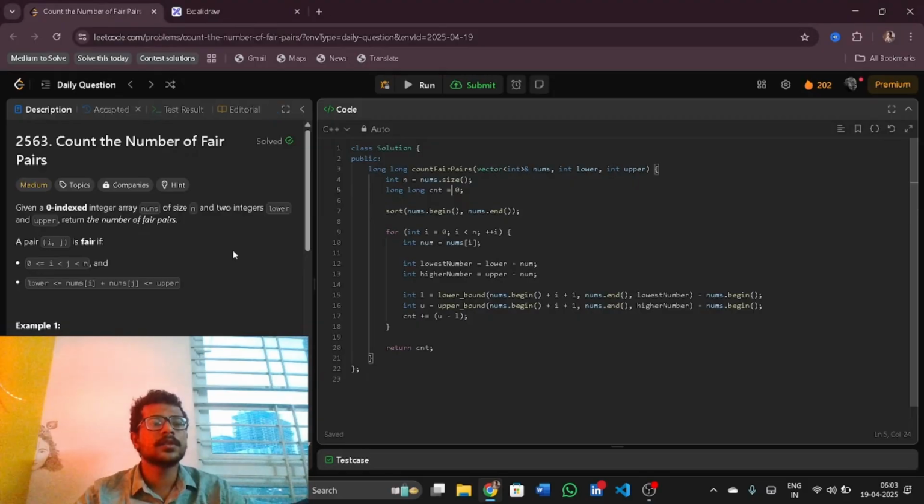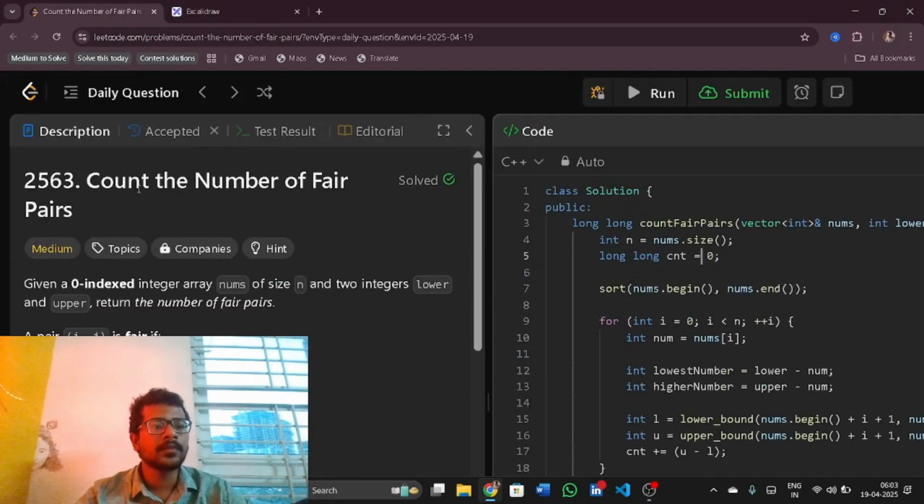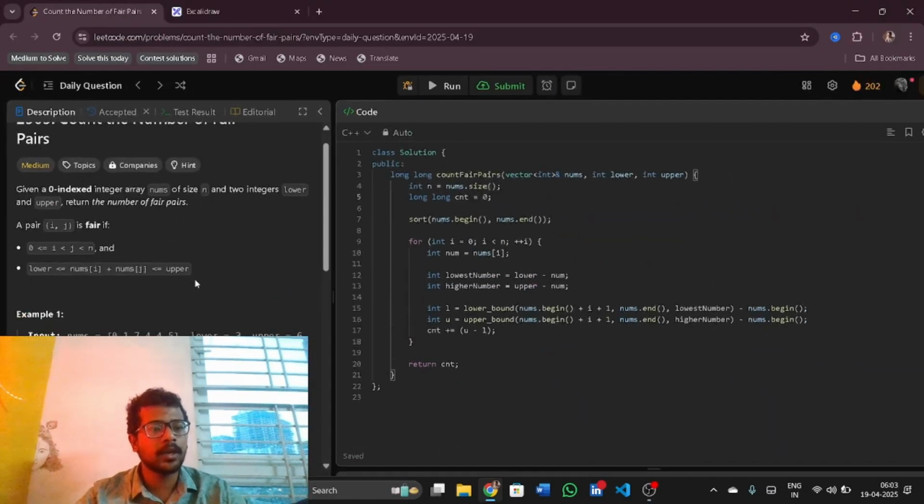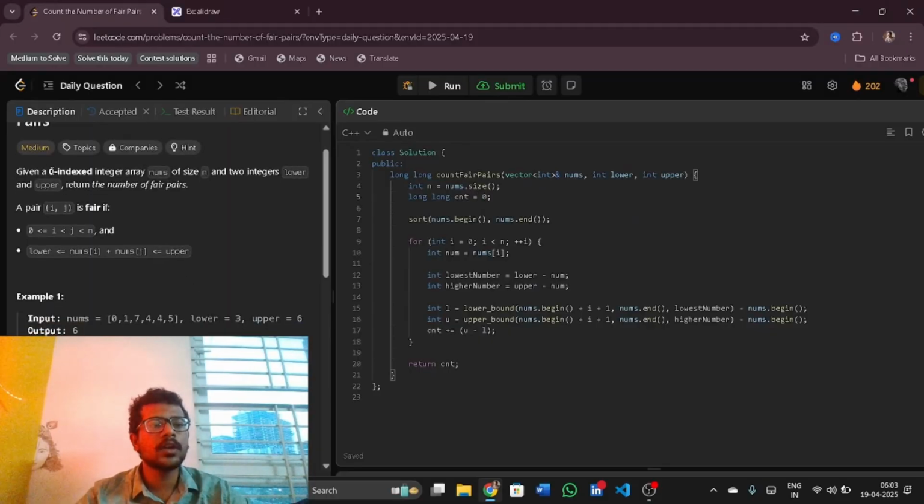Hello everyone. Let us now discuss how we can solve this problem. Count the number of fair pairs. We are given a zero indexed integer array nums of size n and two integers lower and upper. Return the number of fair pairs.